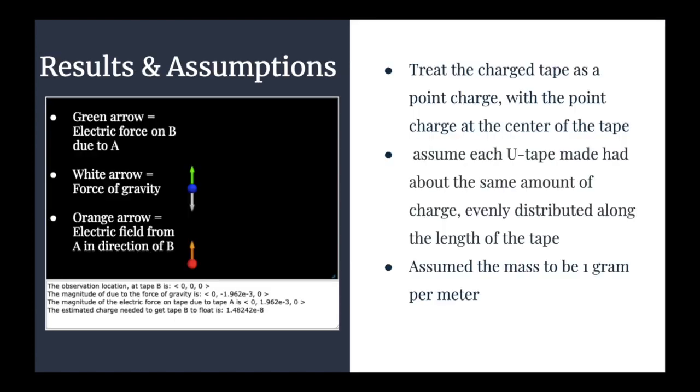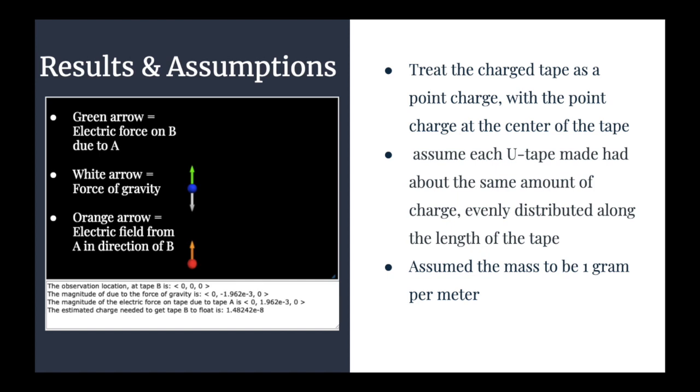Like before, using the simulation, we find that the excess charge on tape A is equivalent to 1.48242 times 10 to the negative 8. When making these calculations, we had to make some basic assumptions, including treating the tape like point charges located at the center of the tape. I also assumed that each of the U-tapes created had the same charge distributed evenly along the tape. Lastly, I also assumed that the mass of the tape is equivalent to 1 gram per meter.